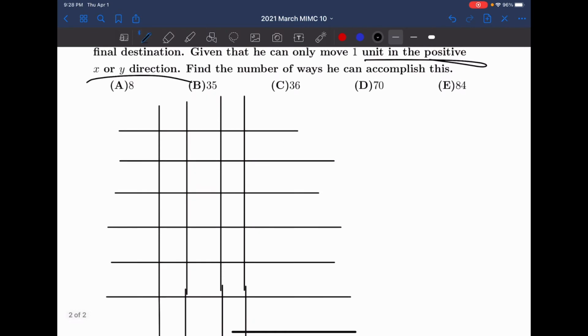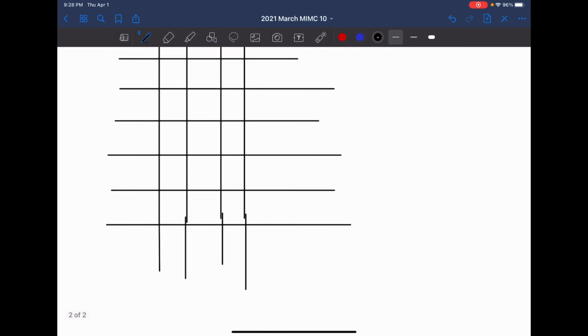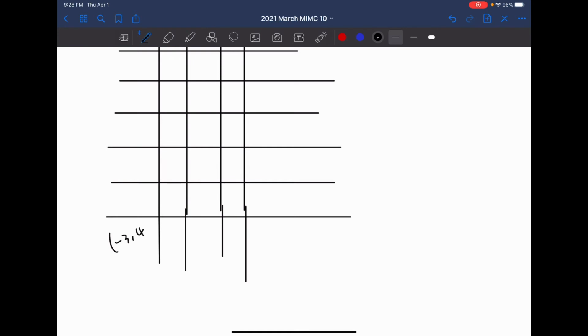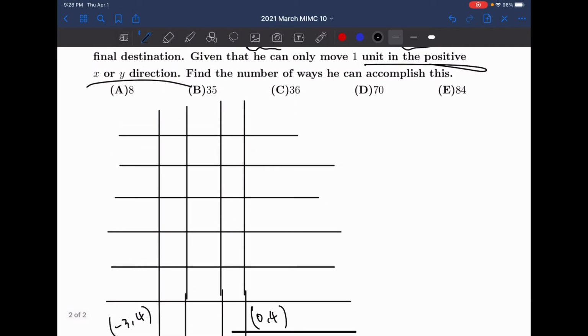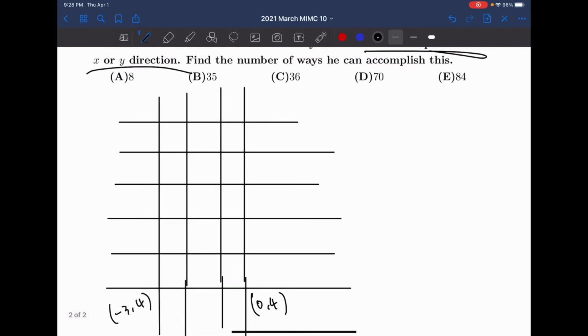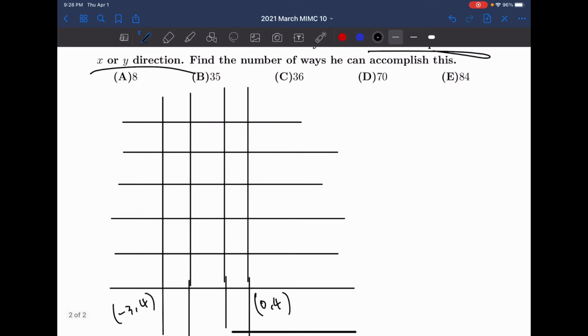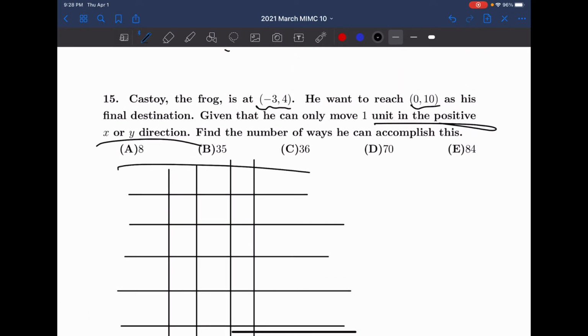And so we're given that if this is negative 3, 4, so this would be negative 2, negative 1, and that would be 0, 4. I want to go up to 0, 10, so that would be 5, 6, 7, 8, 9, and there's one more line over here that is 0, 10.